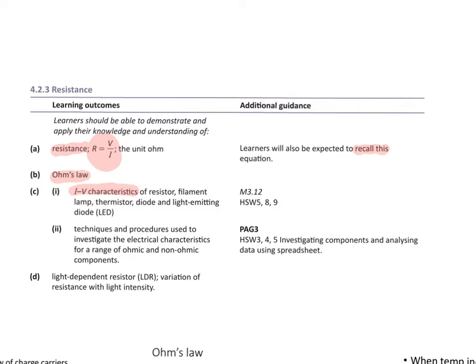Then also you need to know techniques and procedures that you use to investigate these characteristics for ohmic and non-ohmic components. So I'll get to what that means. And also you need to know how a light-dependent resistor varies with its light intensity.